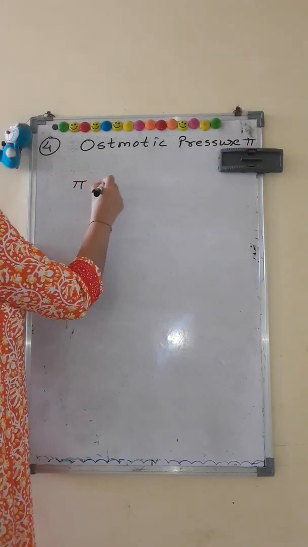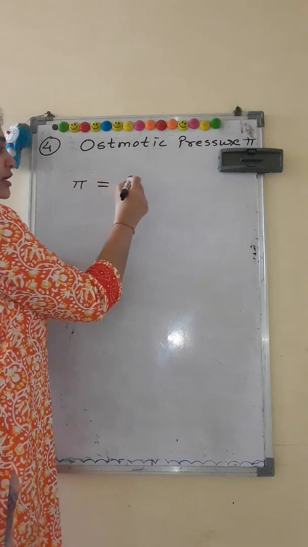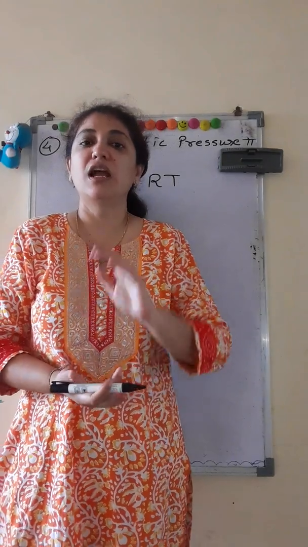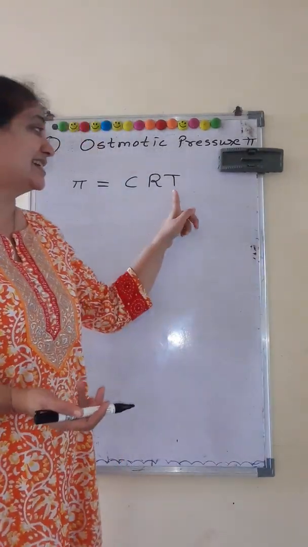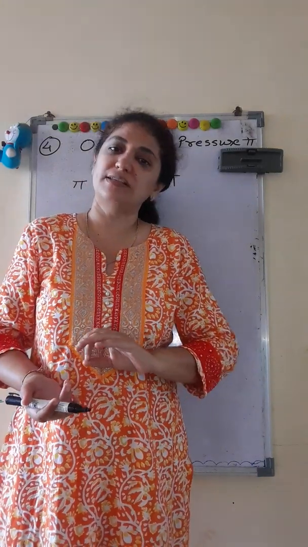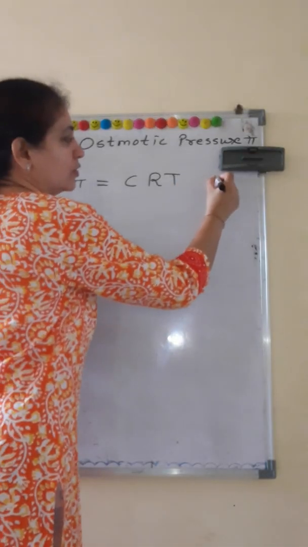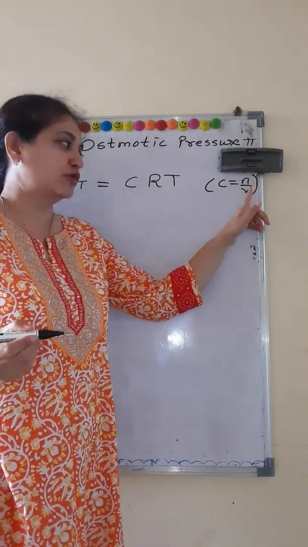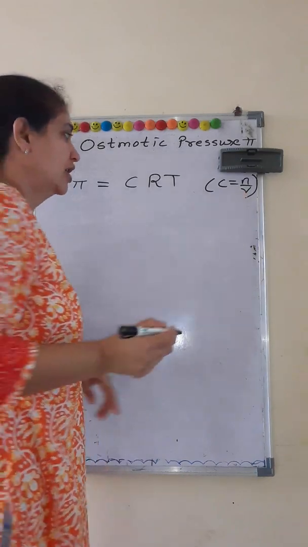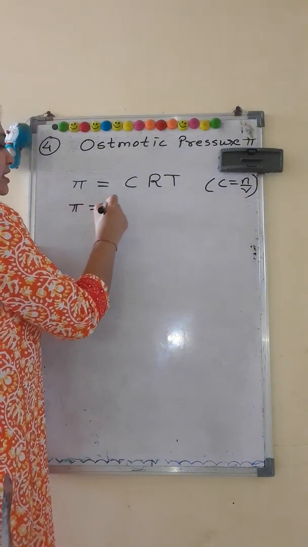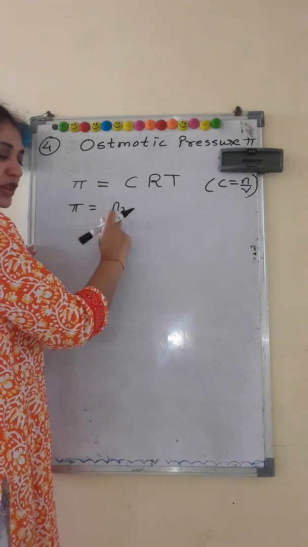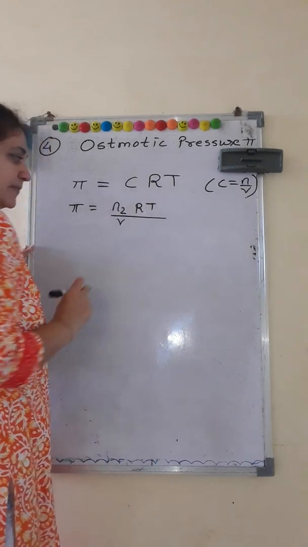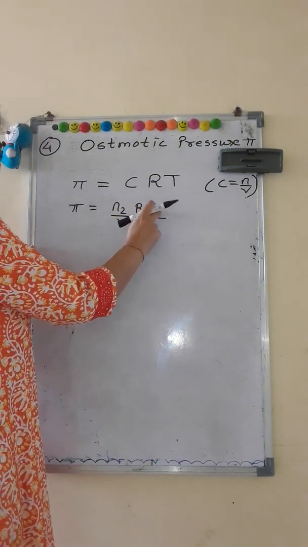Now pi, the osmotic pressure, is given as pi = CRT, where C is concentration, R is the gas constant, and T is the temperature at which the process is carried out. As we know, C is equal to N upon V, that is, the number of moles of solute present in a given volume of solvent. We can write it as pi = N2 upon V RT, where N2 is the number of moles of solute.